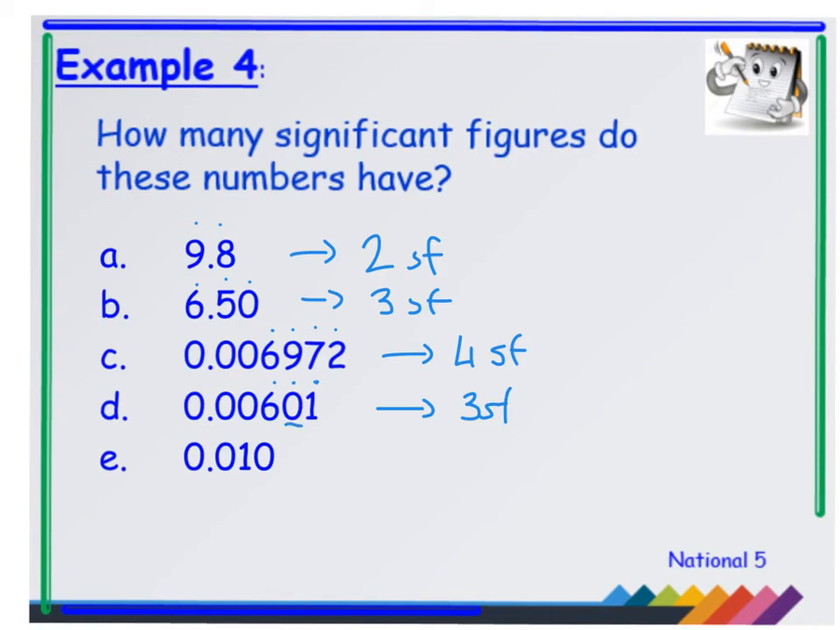And here's one with zeros at the front that don't count, but a 0 at the end that shouldn't be there. So because it's there, it's important. So we say yes to that one. That has got 2 significant figures.